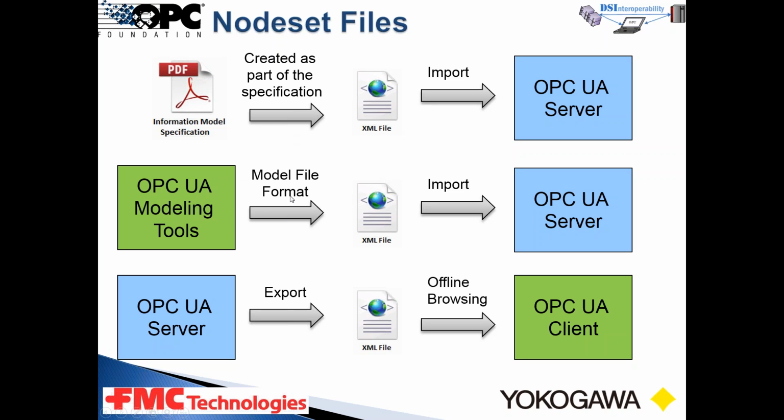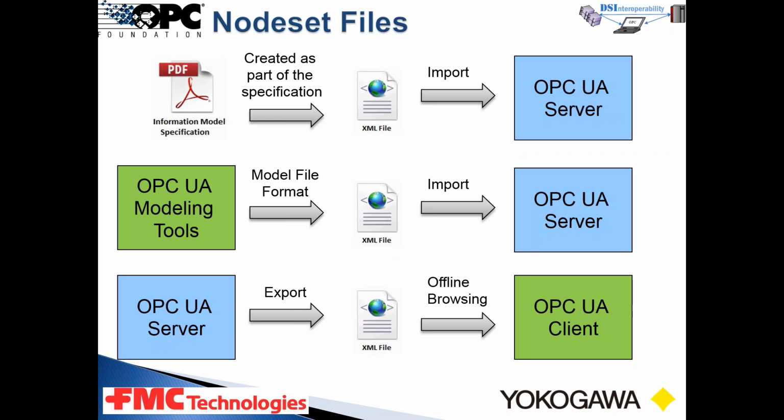the modeling tools can actually export out a node set file. If we do not have access to the node set file from a modeling tool, we can also export out the node set file from a running UA server. Now the beauty of this is the client and the server development can be totally separated.